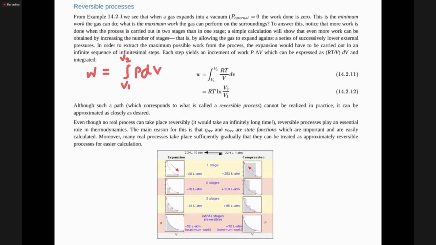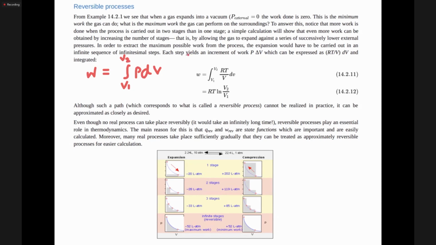So to get the maximum amount of work done in a reversible process, for each step we have a PdV amount of work. Since we have an infinite number of steps, we have P1 dV1, we have P2 dV2, we have P3 dV3, and so it will go on. And ultimately we will reach Pn dVn. And to get the total amount of work, we will integrate the entire expression.